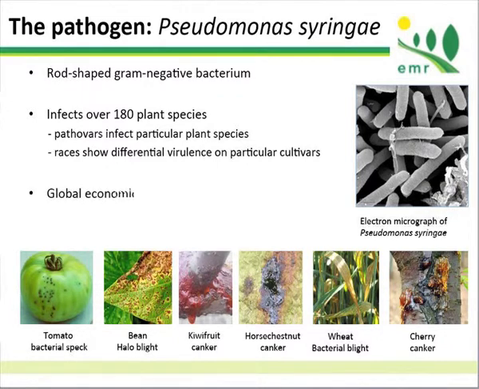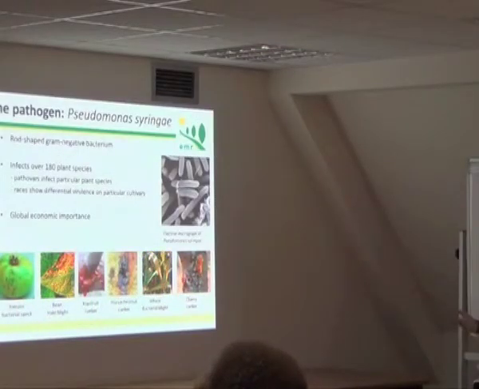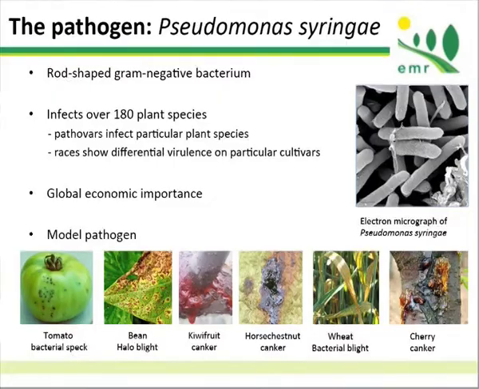And Pseudomonas syringae has global economic importance. There are two diseases which in recent decades have been causing problems. The first being kiwi fruit canker, which has devastated the industry in New Zealand, and the second being horse chestnut canker, which has been a real problem in northwest Europe, where hundreds of thousands of trees have been infected. And Pseudomonas syringae is a model pathogen in the study of plant-microbe interactions, and it was voted the top bacterial plant pathogen in 2012.